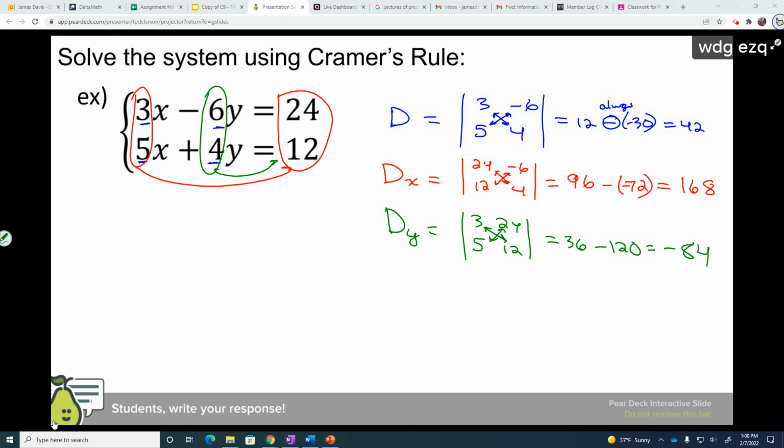Those are three numbers. Anybody confused on how I came up with either the matrices, how I came up with these, or how you do the determinant part? It's easy operations, right? Okay, then to get x, x is D sub x over D.